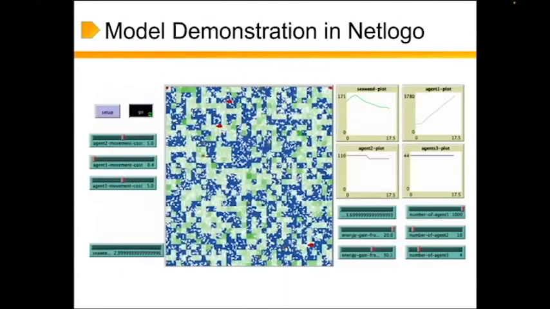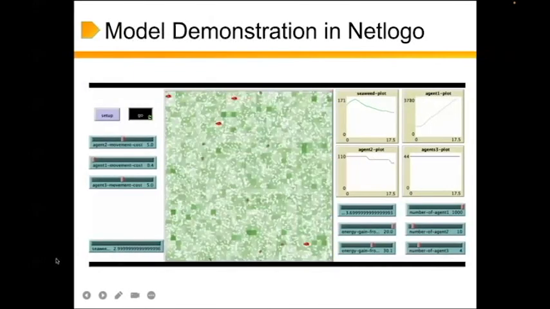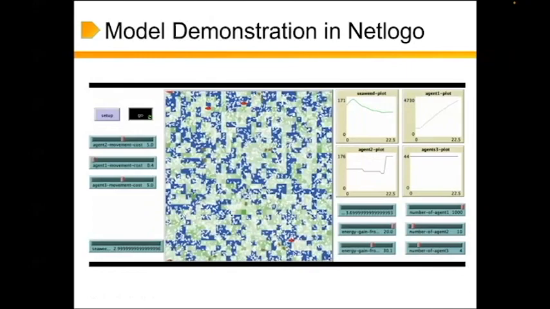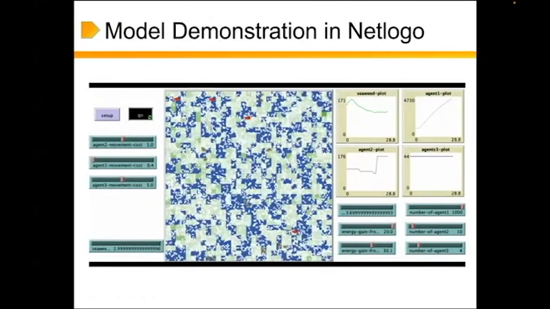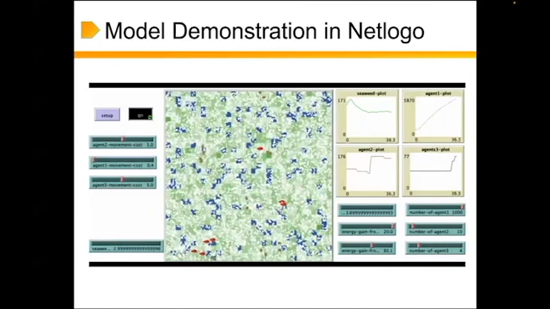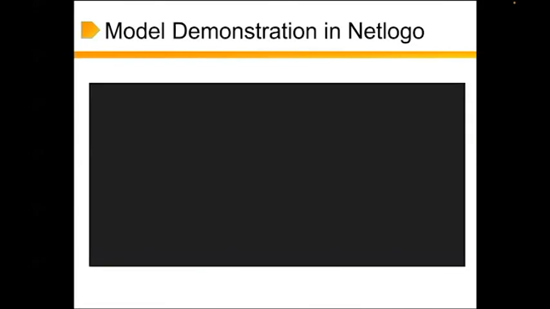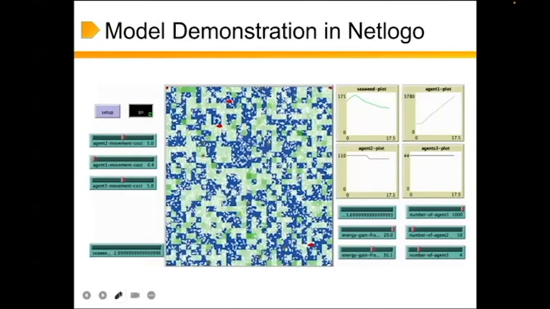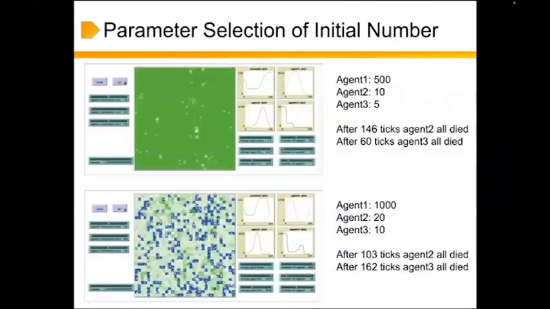Next, the demonstration shows how the model operates. As shown in the video, the color depth on the map represents the amount of resource, and the third type of agents move randomly. They will move toward a prey if it approaches within their field of view.